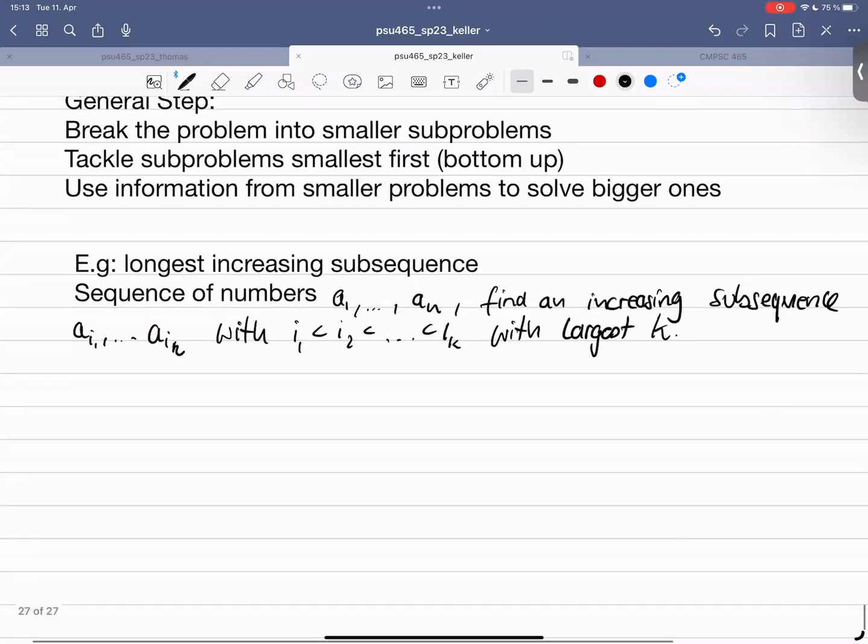So here's an example to make this more clear. Let's say we are given the following numbers A1 through AN. In this case, A1 is equal to 5, A2 is 2, then 8, 6, 3, 6, 9, 7.